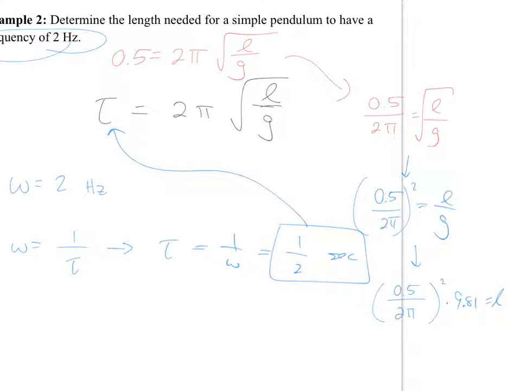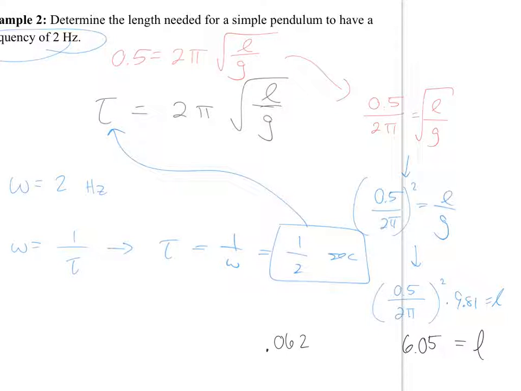What does L turn out to be in this case? What do we get as a number? Tiana, go ahead. 6.05. Yes? No? What else do we have? I got 0.062. Let's see. 0.5 over 2 pi, 1/4, 1/12, squaring that, 1/144th. I think it's probably this one right here.